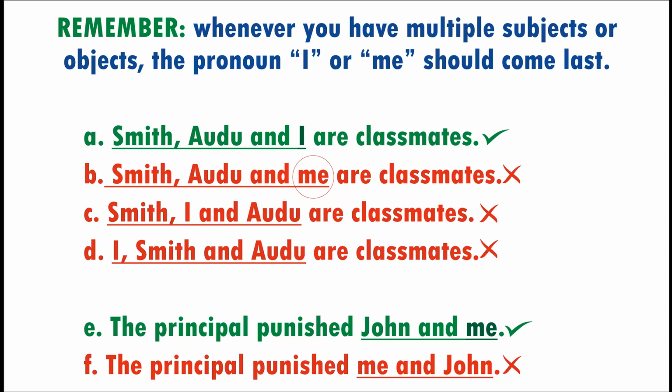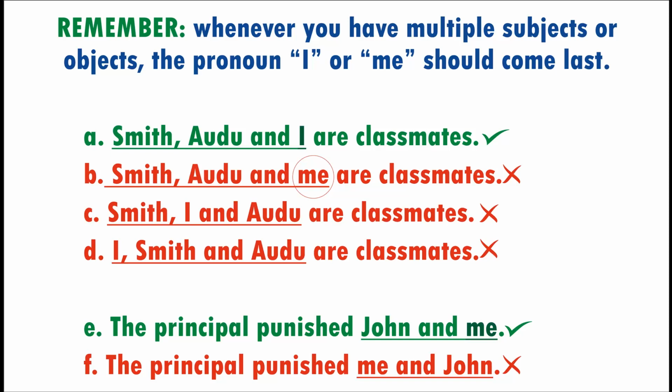For example, always say, Smith, Audu, and I are classmates. I should come at the end of the list. That is the correct version. Do not say Smith, Audu, and me are classmates. In this case, the mistake is not from the arrangement, but the usage of me instead of I. In example C, Smith, I, and Audu are classmates.